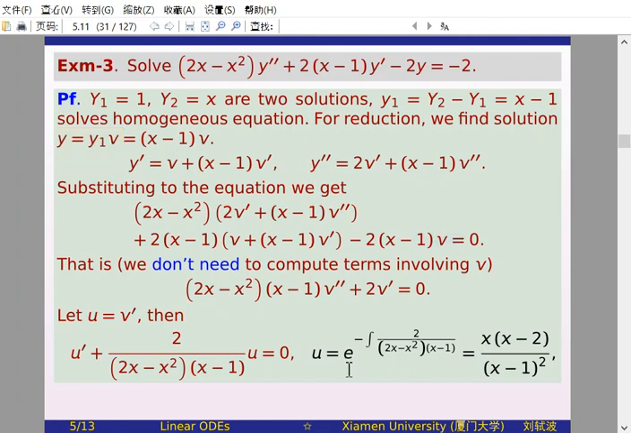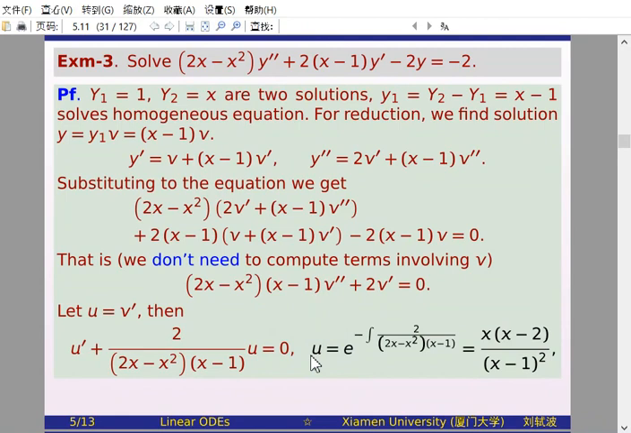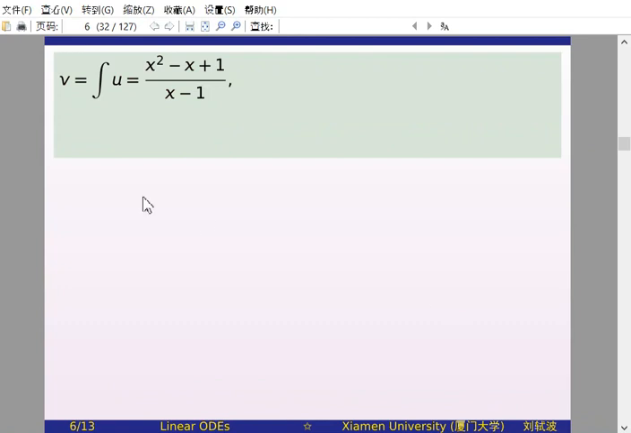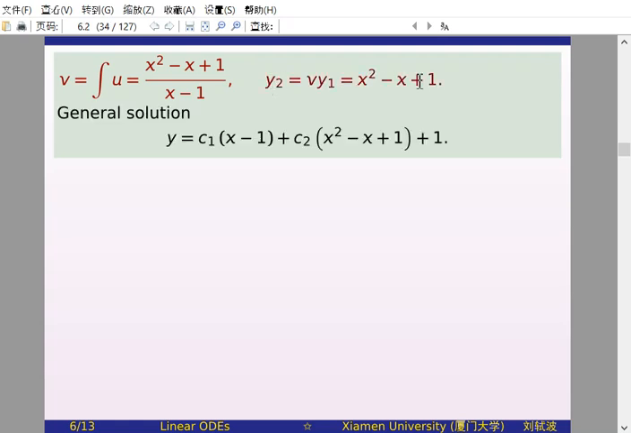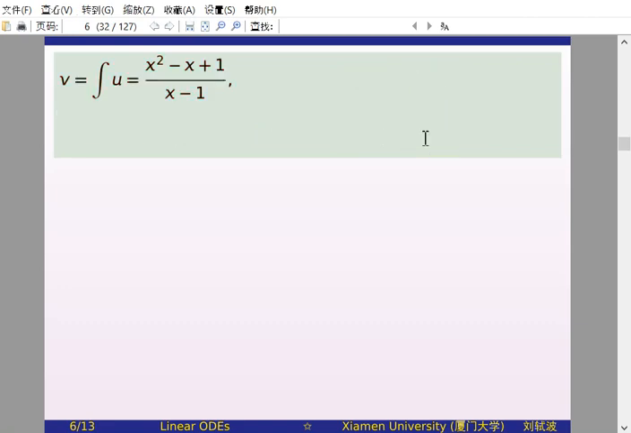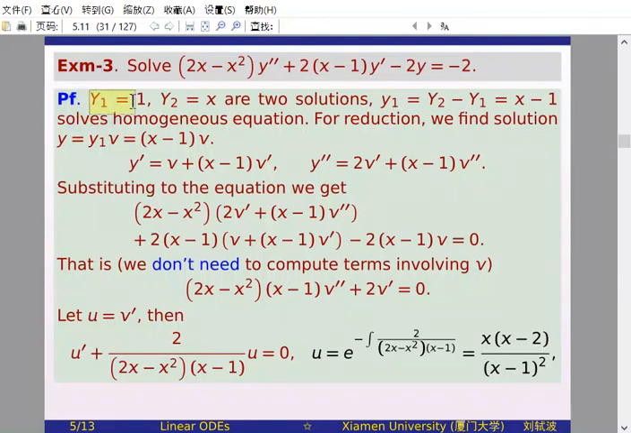Let's do this. We have already obtained our u here. Then v is the integral of u, which by direct computation is this fraction. Finally, the second solution is v y1. y1 is x minus 1, therefore y2 is x squared minus x plus 1. So the general solution is C1 y1, that is x minus 1, plus C2 y2, plus 1, where 1 is a particular solution of our non-homogeneous equation.